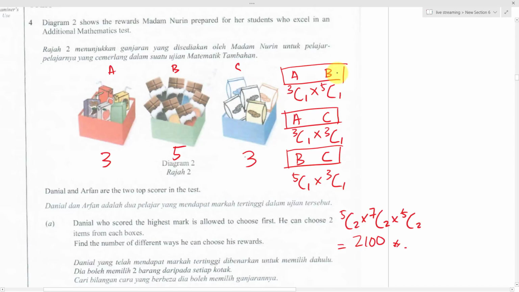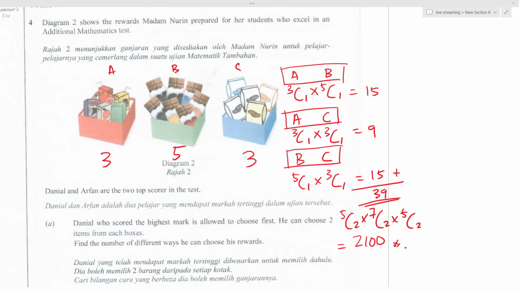So basically, what I will do here is separate them. Over here, this one will give me 15, this one will give me 9, and this one will give me 15. So I add them together, I will get 39. So 39 should be my final answer. This is how I will choose them. I hope you can understand.